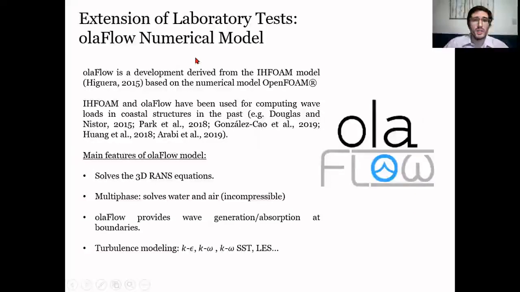We chose the olaFlow numerical model because it's based on the Navier-Stokes equations, so we can solve the flow in 3D. It solves air and water. It provides easy generation and absorption features at the boundary, and it includes all the major turbulence models. And it has been used in the past to compute loads on coastal structures.